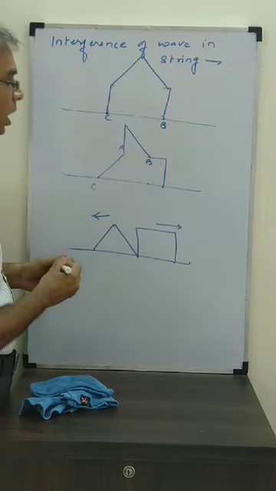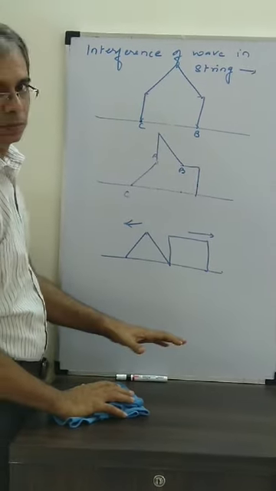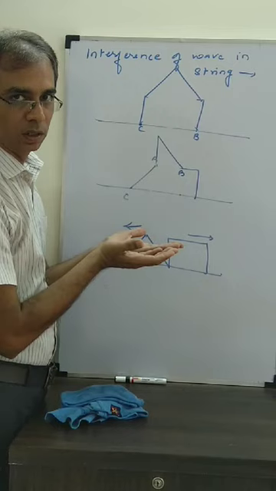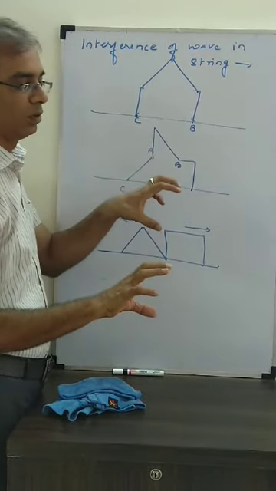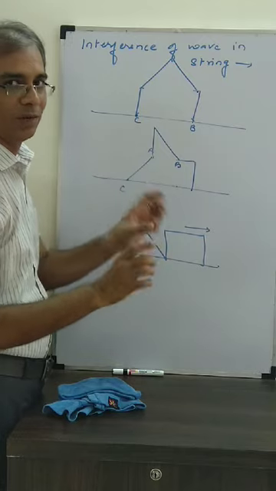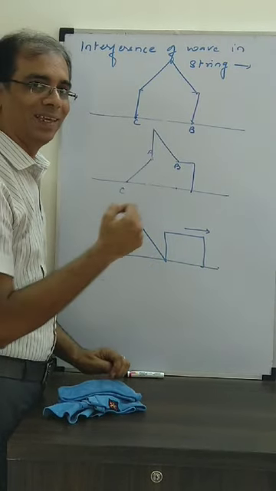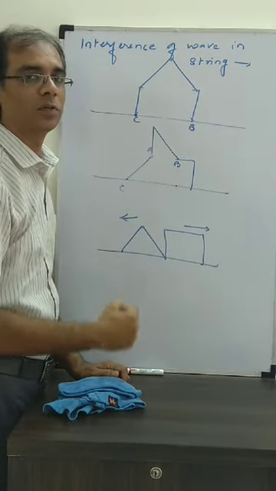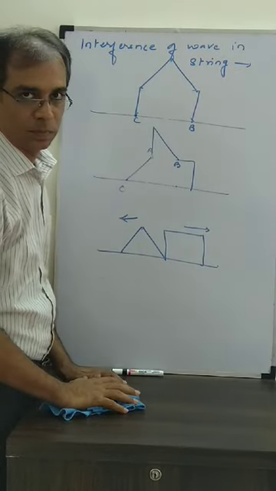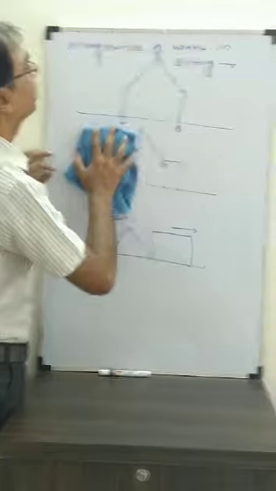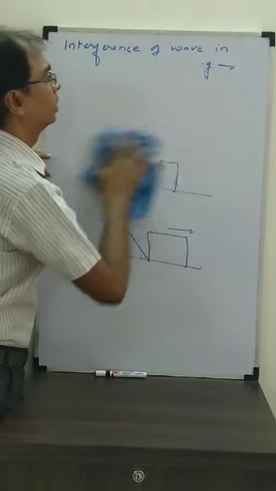Always remember, either it is A1 plus A2 when they are above the string, or when one is below and the other one is at the top, then A1 minus A2 we have to do. We have to see every point, add the amplitudes, or rather the displacements, of those particular waves or pulses and make the shape. Okay? That's how interference of waves in string is found.